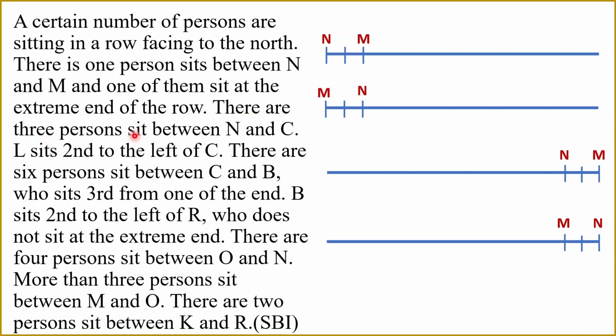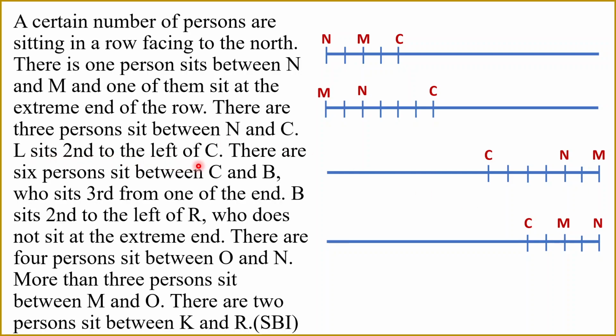There are three persons sit between N and C. So in case number one, to the right of C, already two people are here. So we'll place one more people and then C. Case number two, we'll place three person and then C, because between N and C there are three people. Case number 3 also, we are going to place 3 people and then C. In case number 4, C to the left of N, already 2 people are here. So we'll place one more people and then C. I hope this much is clear to everyone.